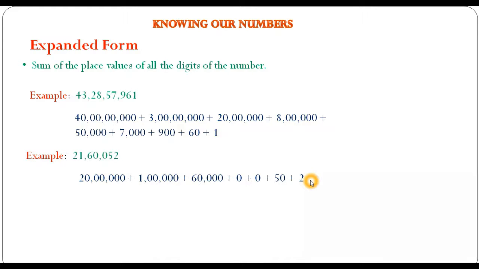So this is the expanded form of a number, 2160052. This is how you write the expanded form of a number. Now sometimes it is possible that the expanded form of a number is given. Then, if the expanded form is given, we can write that number in its standard form.